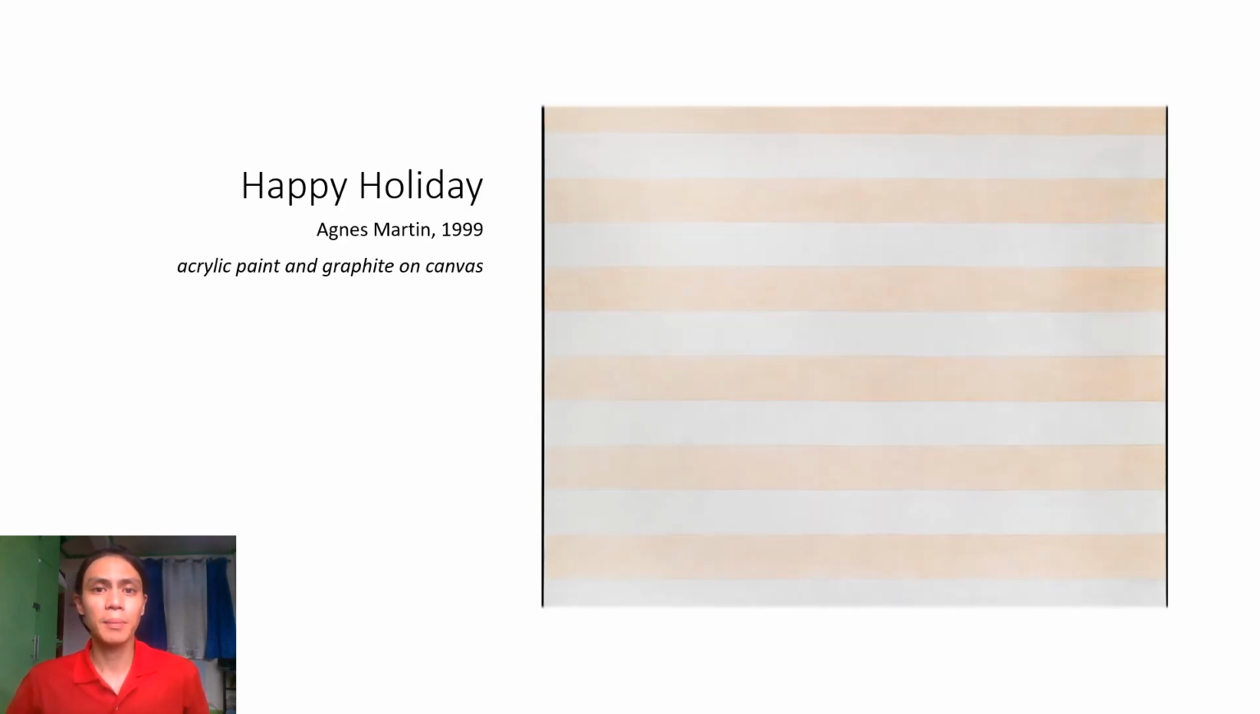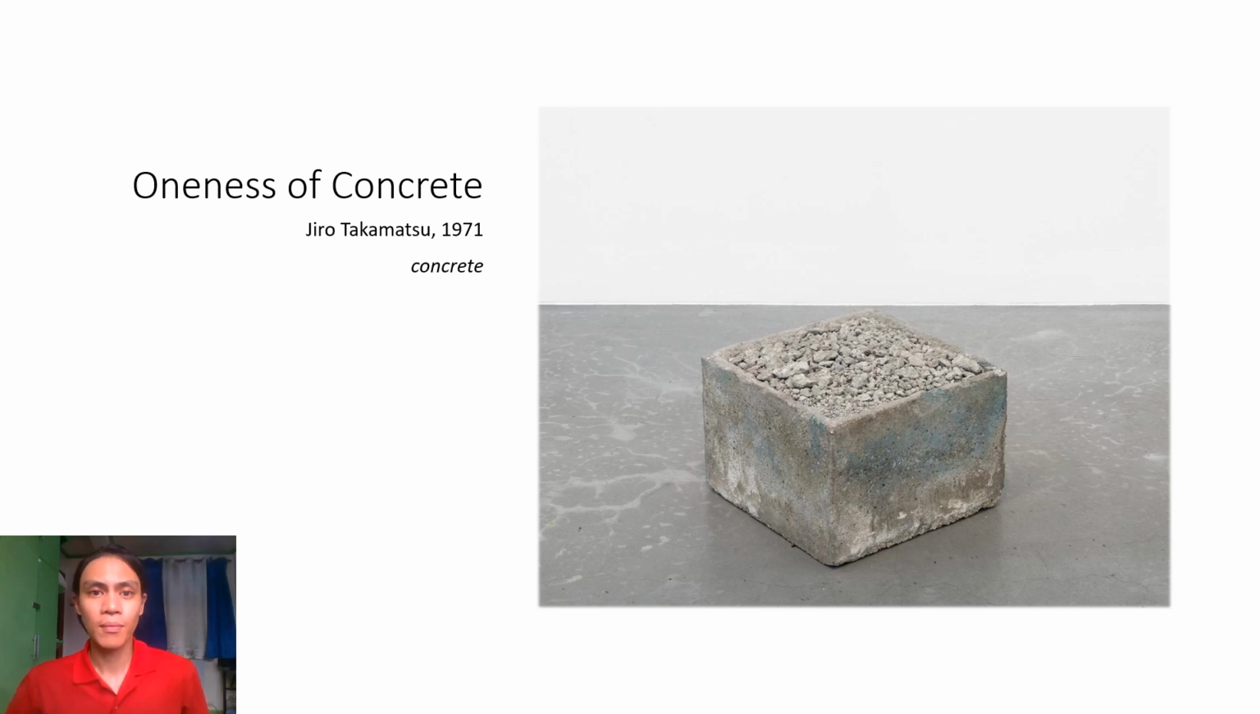An example of minimalist painting, Agnes Martin's Happy Holiday in 1999, embodies the movement's essence through its calm, orderly structure of meticulously rendered stripes. Another minimalist sculpture, Jiro Takamatsu's Oneness of Concrete in 1971, utilizes raw concrete, a material that is both industrial and elemental.